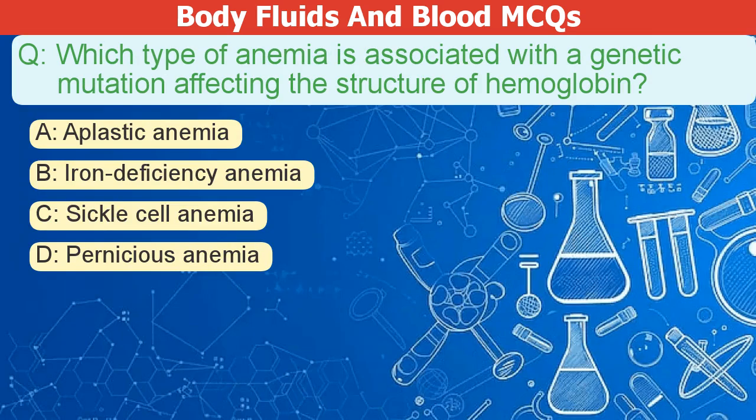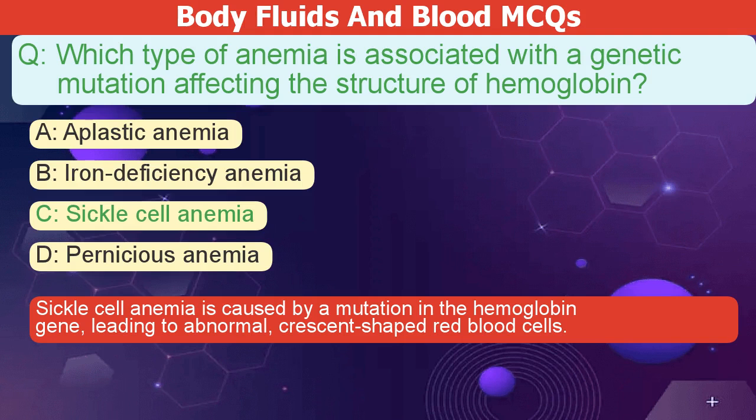Which type of anemia is associated with a genetic mutation affecting the structure of hemoglobin? A. Aplastic anemia. B. Iron deficiency anemia. C. Sickle cell anemia. D. Pernicious anemia. The correct answer is C. Sickle cell anemia is caused by a mutation in the hemoglobin gene, leading to abnormal, crescent-shaped red blood cells.